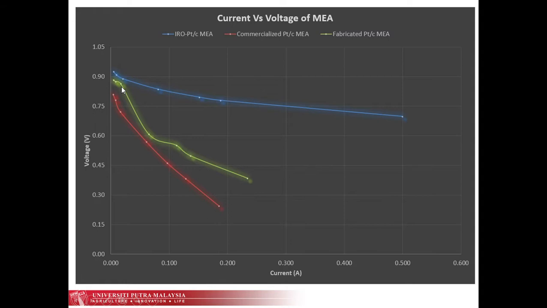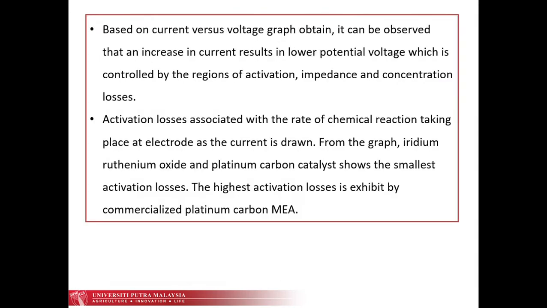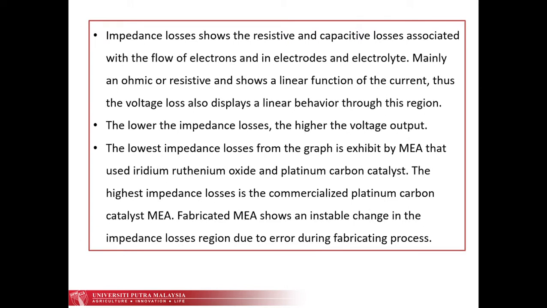It can be seen that the fabricated platinum carbon catalyst MEA has an unstable shape for the impedance loss. This may be due to an error that occurred during fabrication of the MEA. So as can be seen, the lowest impedance loss is from the iridium metal oxide and platinum carbon catalyst MEA. It is assumed that the lower the impedance loss, the higher the voltage output.